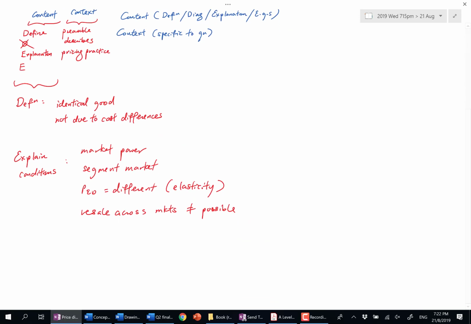After you define it, you explain the conditions, you need to say which form of price discrimination. And I'll tell you, this is usually third degree price discrimination.